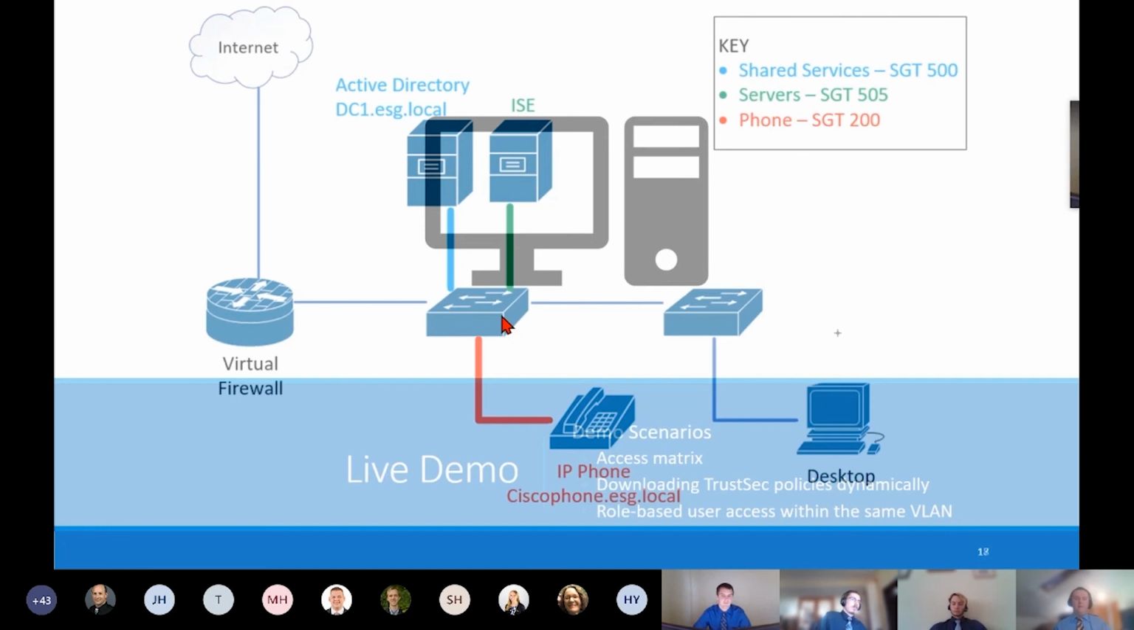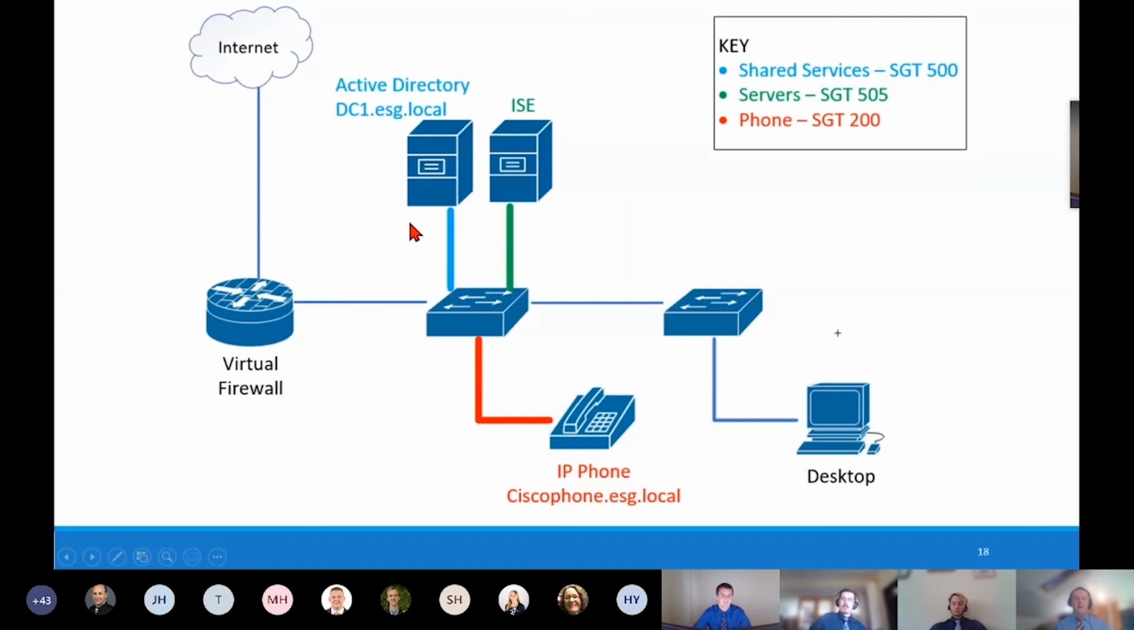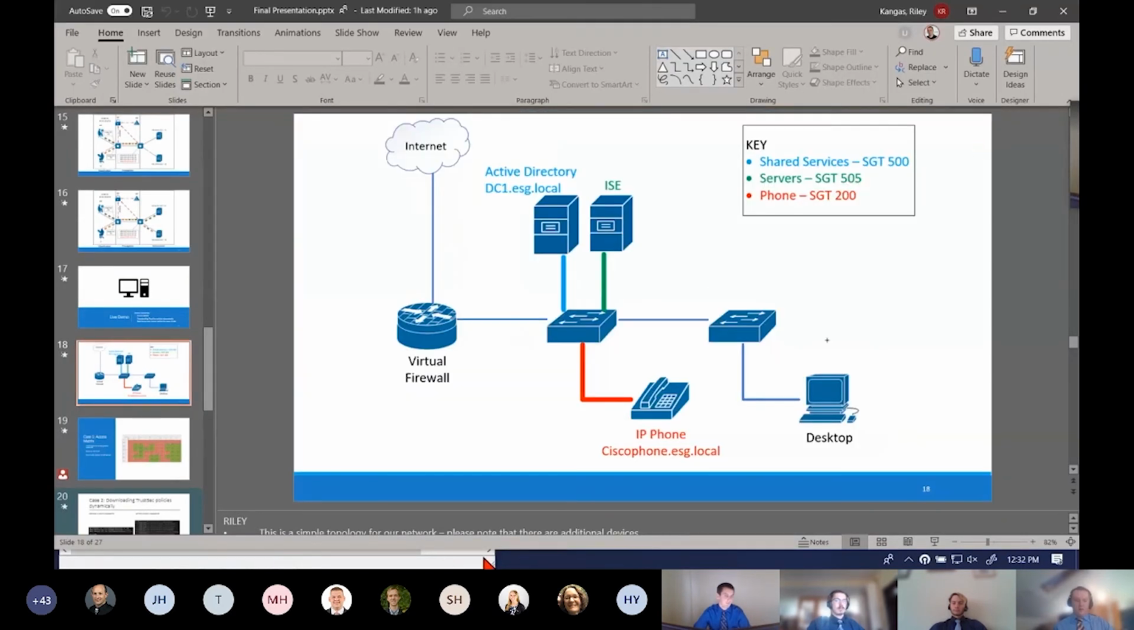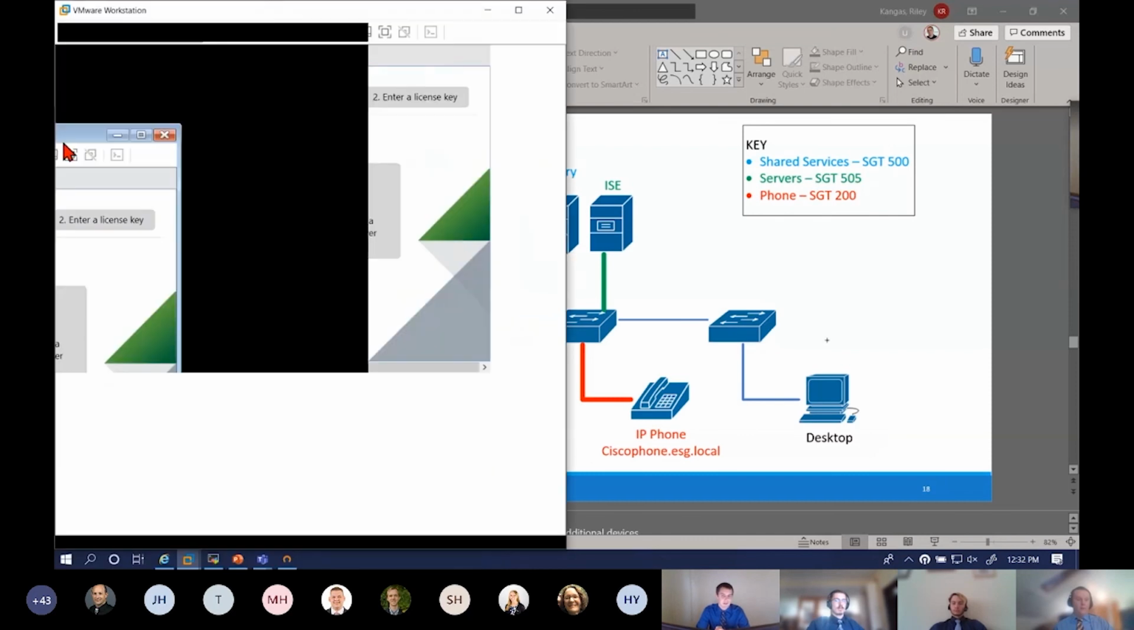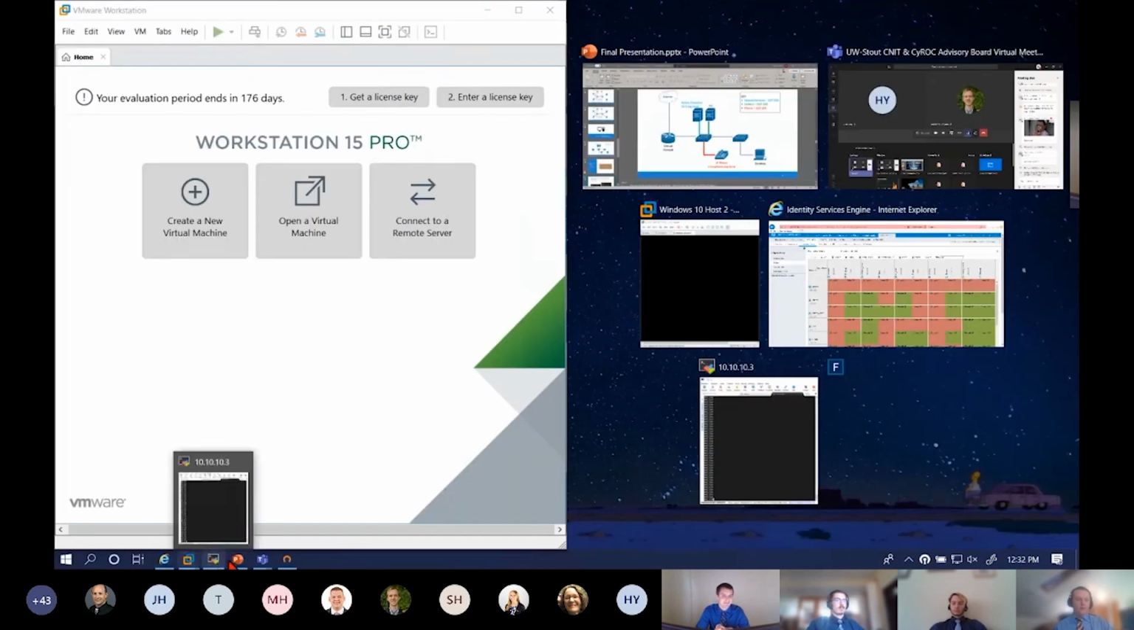Before we dive into a live demo, this is a simple topology of a network. There are additional devices, but these are the devices we require for today's demonstration. We'll be connecting with this desktop and trying to communicate with two different devices. The first is a Cisco IP phone, and then we have our Active Directory server. Based on which user is logged into the desktop, they will be able to communicate with those devices. With that being said, we'll dive into our live demonstration, and we'll show you Cisco ISE with the access matrix.